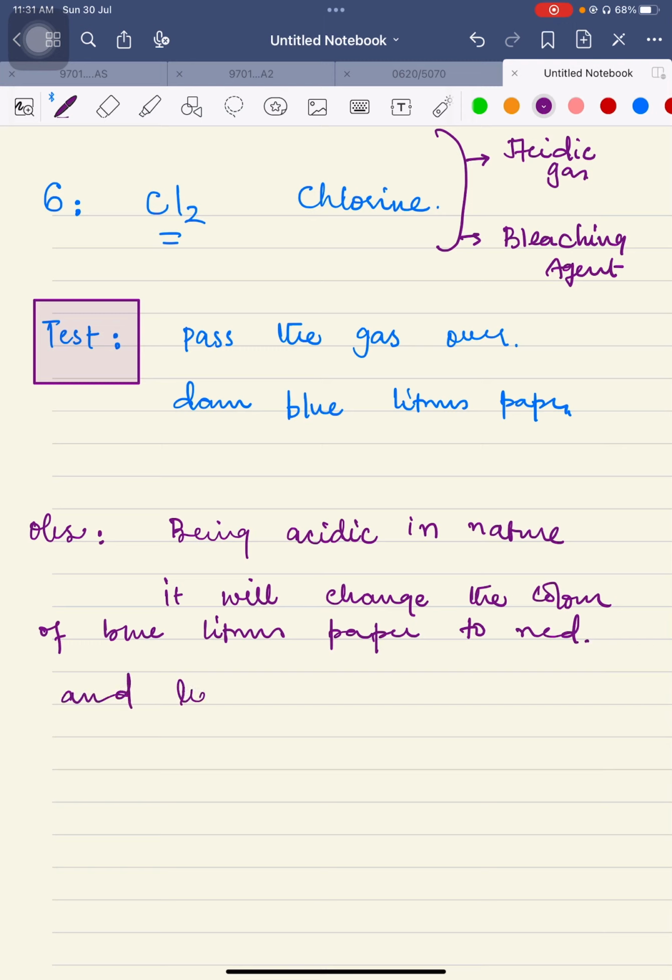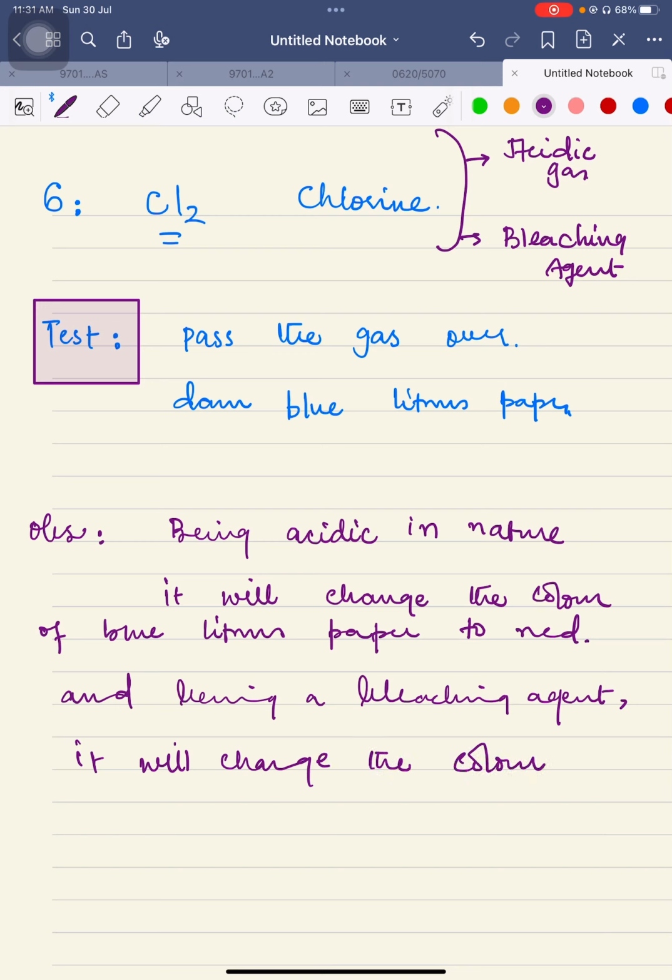and being a bleaching agent, it will change the color to white. So remember this thing, guys. This is very, very important. Let me tell you on the next page. Okay, so this is chlorine, and this is blue litmus paper. It will change it to red, and then red to white.